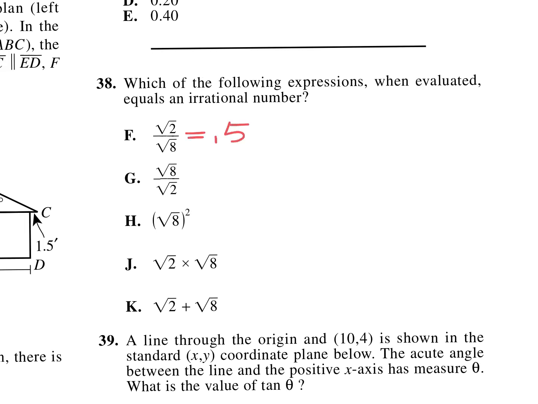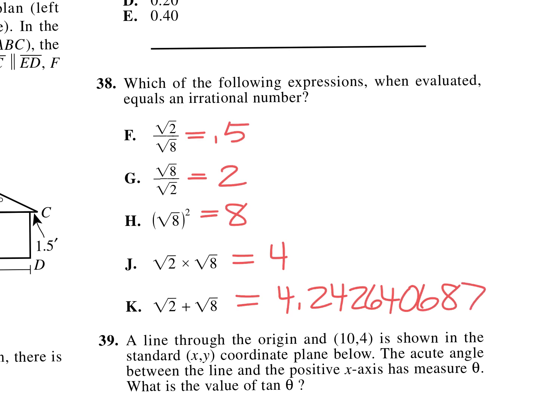And you should get 0.5. Okay. If I do the next one, square root of 8 over square root of 2, I get 2. If I do the next one, I get 8. If I do the next one, I get 4. If I do the last one, if I do square root of 2 plus square root of 8, I get 4.242640687. Which of those looks like the most out of place? Okay, there's your answer.